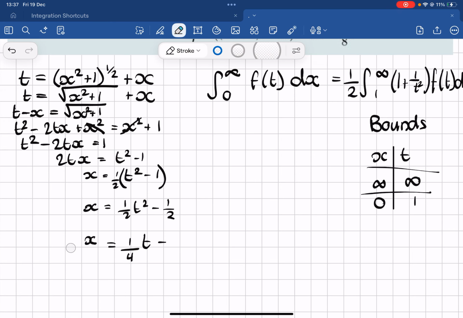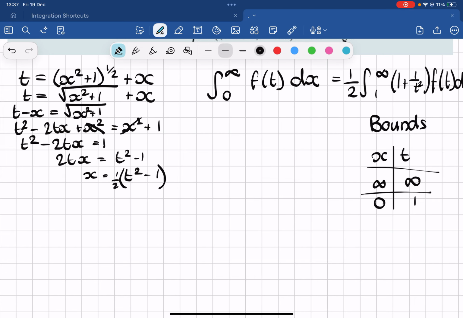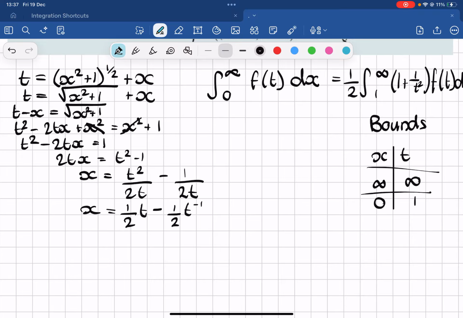Oh, we've made a mistake back here. So our mistake was here where we divided by 2t, so we should have t squared over 2t minus 1 over 2t. x equals a half t minus 1 over 2 times t to the minus 1.